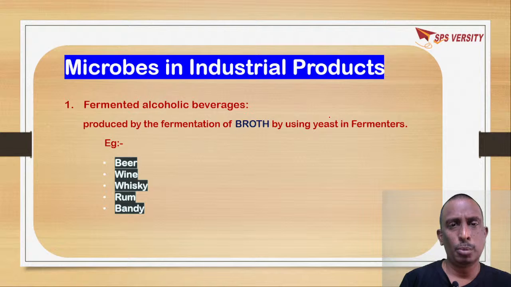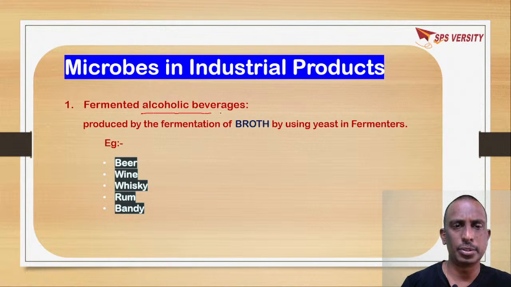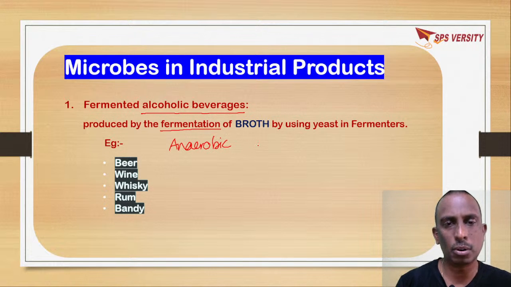When we come to microbes in industrial products, we start with the preparation of alcoholic beverages. Alcoholic beverages means beer, wine, whiskey, rum. These are different alcoholic beverages which are prepared from alcohol, and they are produced by fermentation. Fermentation means it is the final step of anaerobic respiration where ethyl alcohol is formed.